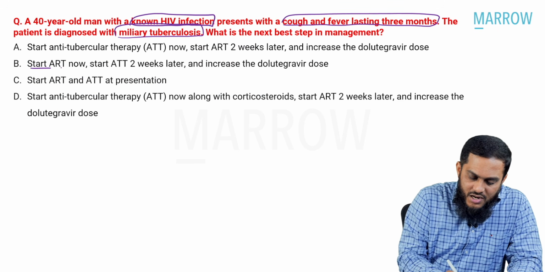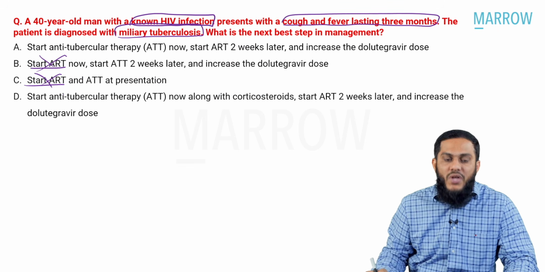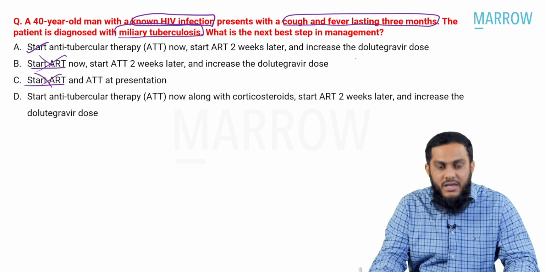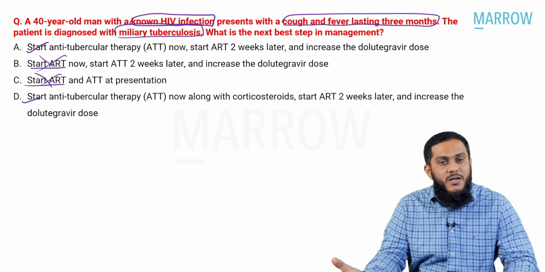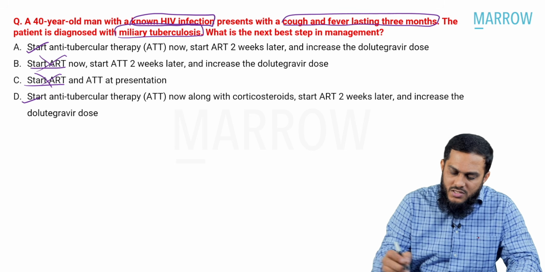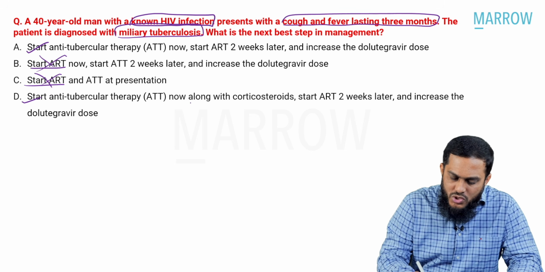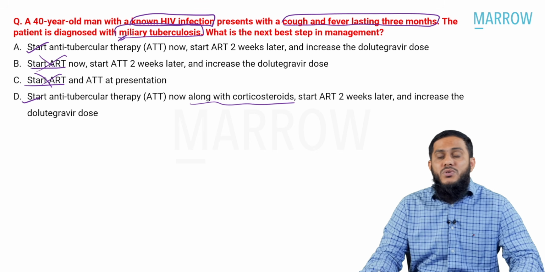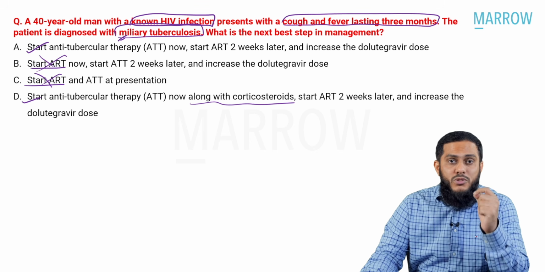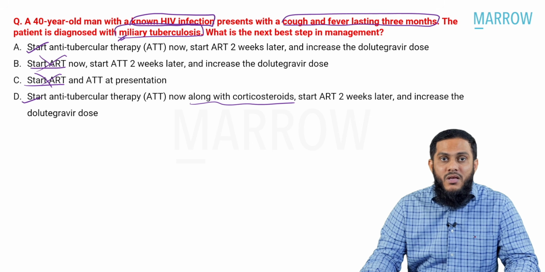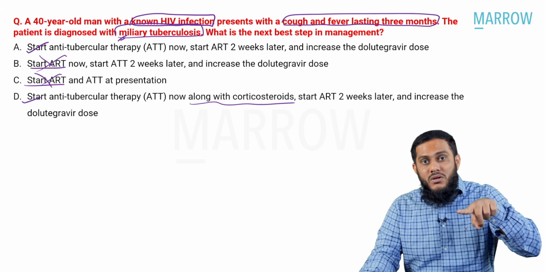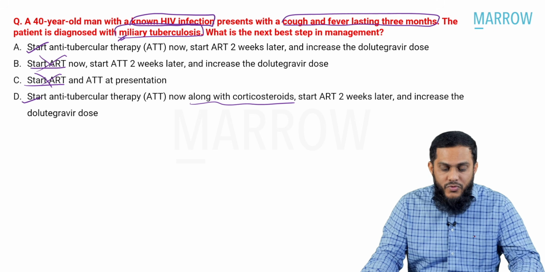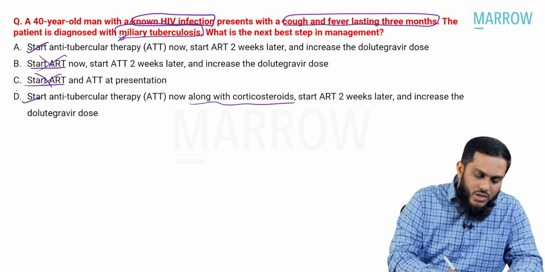So here, start ART, I will rule out. I am left with two options: start ATT and 2 weeks later start ART. Though both options are the same, the one difference is that option A is without corticosteroids, and option D is with corticosteroids. Which one to opt for? For that, look at the disease, miliary tuberculosis. Miliary tuberculosis is a severe form of tuberculosis with high bacterial load. Because of that, IRIS chances are more and TB meningitis chances are more. To prevent TB meningitis and IRIS, not only do we have to start ATT first, we have to add corticosteroids.